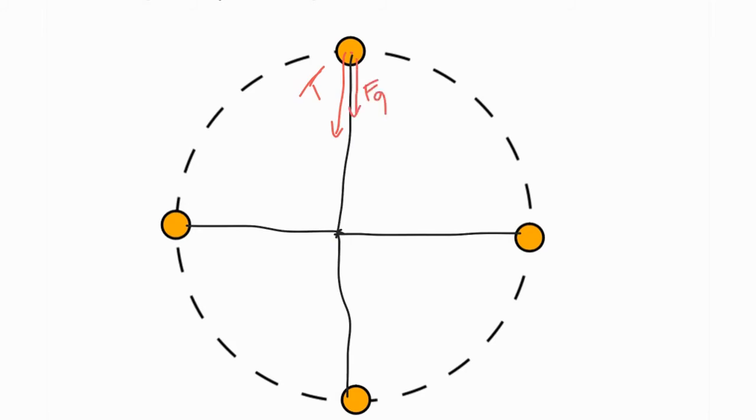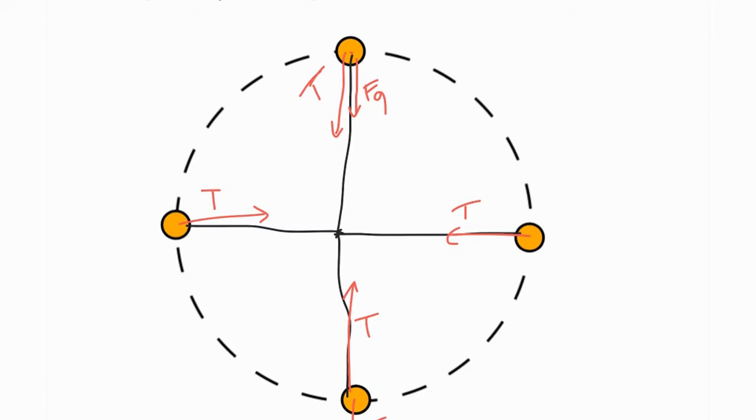At the bottom, all the forces that are important, I have the force of gravity, and then I have tension that actually has to be greater than it was at the top because now it needs to counteract gravity. And then when I'm at the sides, I just have tension because gravity is going the other direction.